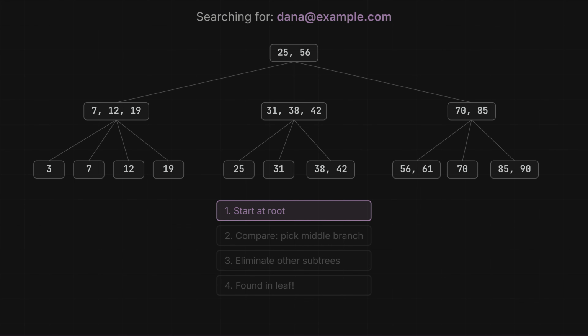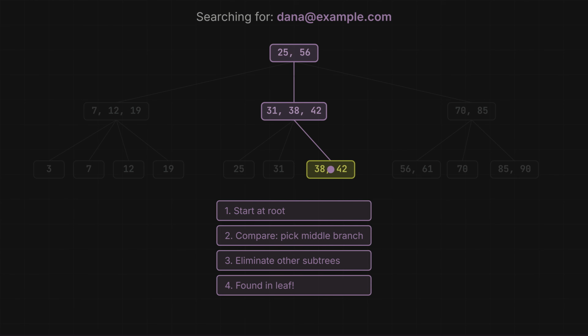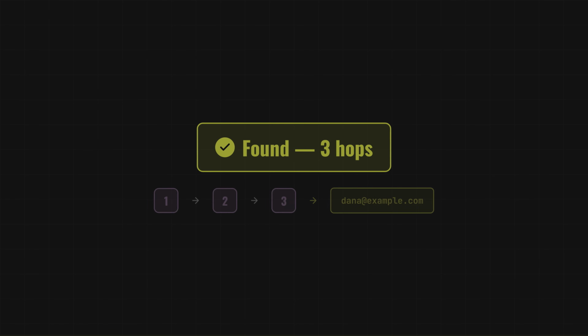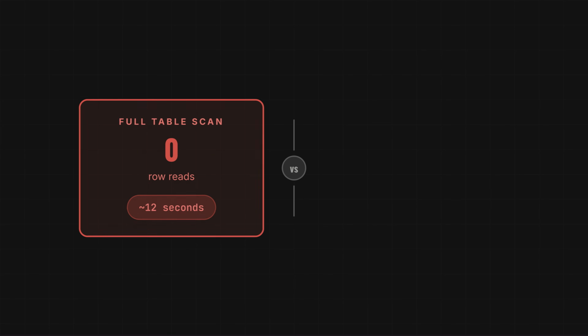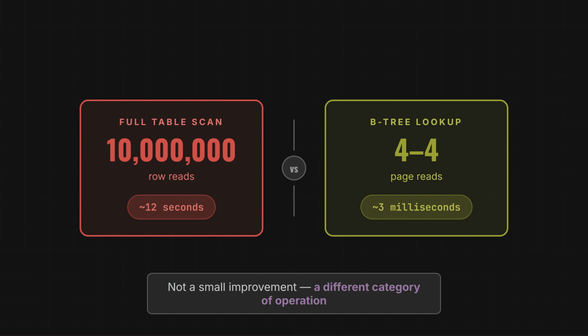When you search for email equals dana@example.com, the database starts at the root, compares your value to the keys stored there, picks the right branch, drops a level, and repeats. At each node, it's eliminating entire subtrees of the problem. A few hops later, it's at the leaf node with your value, or certain that it doesn't exist. A B-tree with 10 million entries might only be 3 or 4 levels deep. Finding any value requires 3 or 4 pages from disk, not 10 million rows. That's the difference between a 12-second query and a 3-millisecond one. Not a small improvement, a different category of operation.